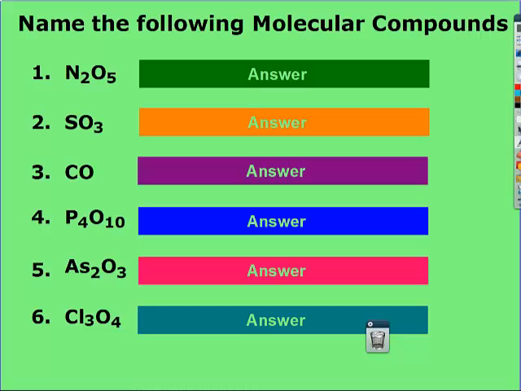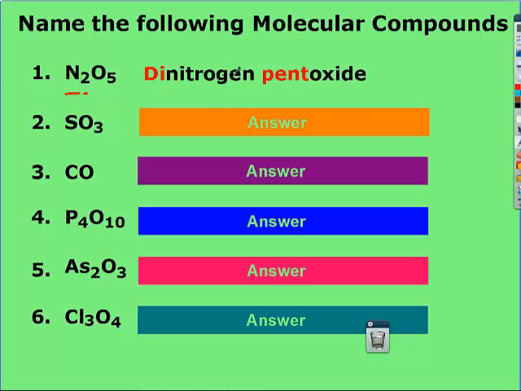Looking at this one, I have nitrogen, and there's two of them. So if you put dinitrogen, that is correct. Dinitrogen. And this next one, I have oxygen, and I have 5 of them. So the word is pent, and then oxygen, which is oxide, so pentoxide.